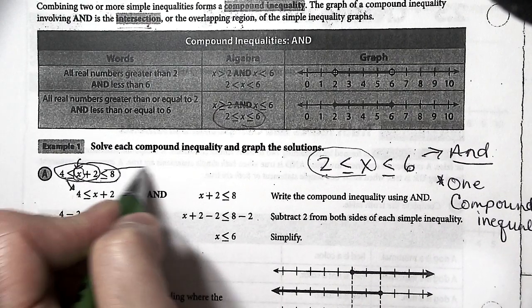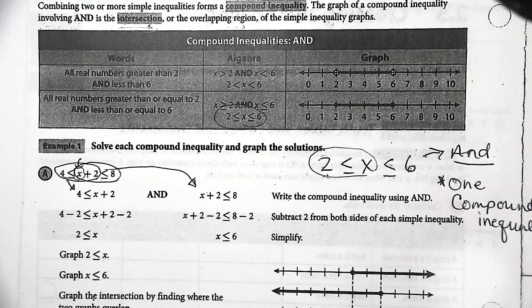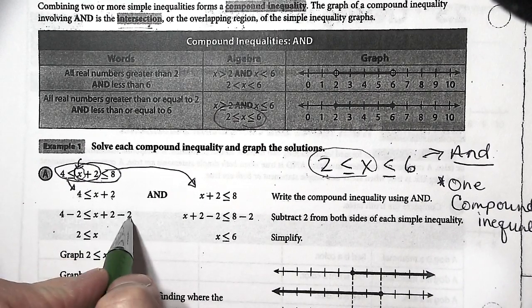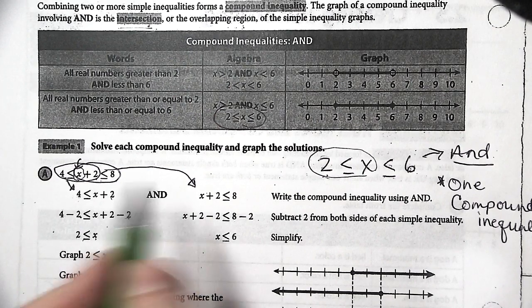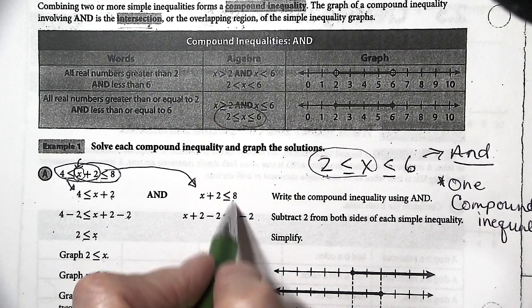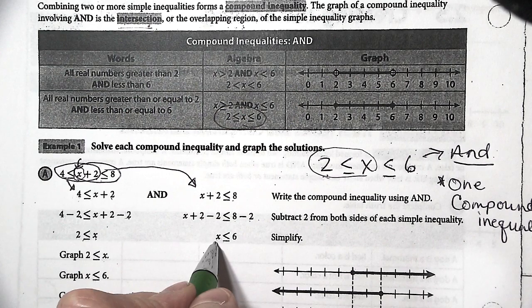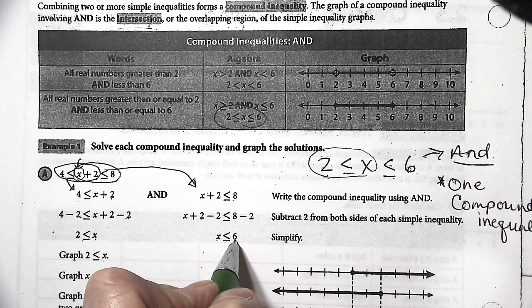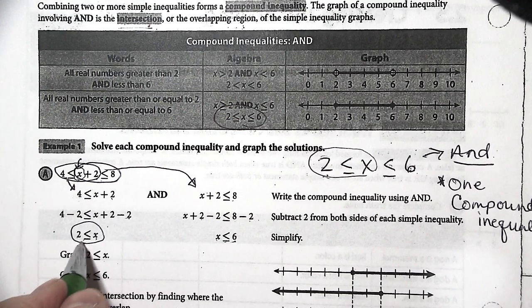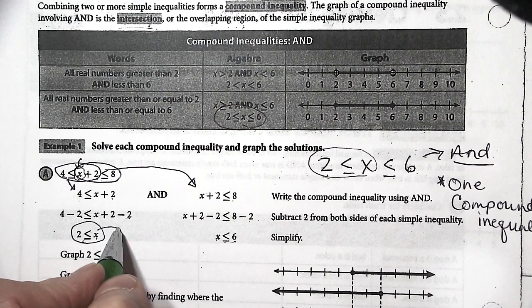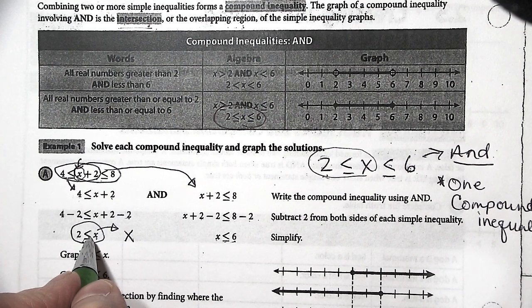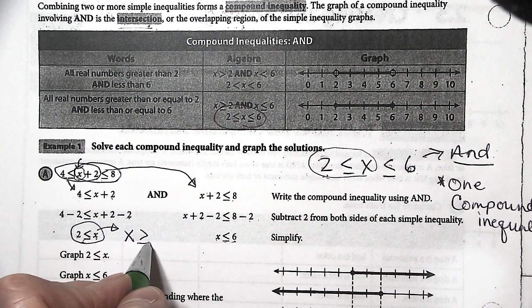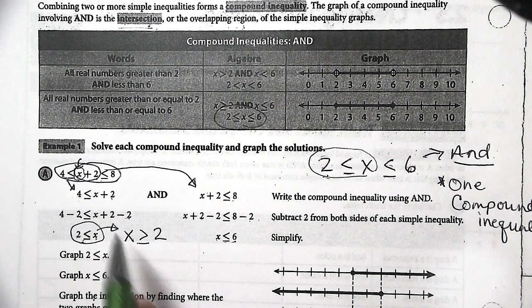If I solve this one, I would minus 2 from both sides, and I get 2 is less than or equal to x. Here I do the same thing, minus 2 from both sides, and then I get x is less than or equal to 6. What you'll notice is that this is actually written backwards. If we read it the correct way, it's x is greater than or equal to 2. So again, x is greater than 2 or equal to it, and less than 6 or equal to it.